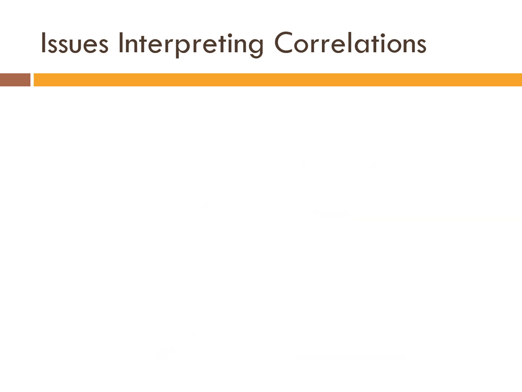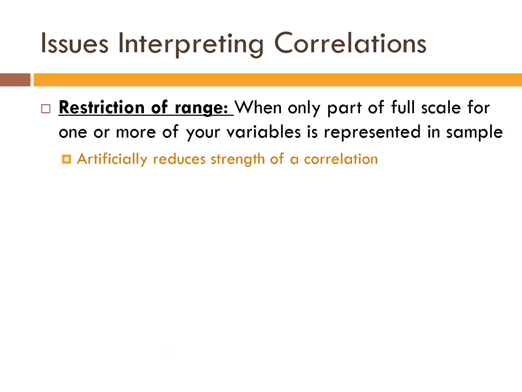Another issue you need to keep in mind when interpreting correlations is the restriction of range. This is when you're doing a study covering an entire variable in theory, but only part of that variable is represented in your sample. Only scores from maybe the top half or bottom half of the possible scores on a variable are represented. And what this does is artificially reduce the strength of a correlation.